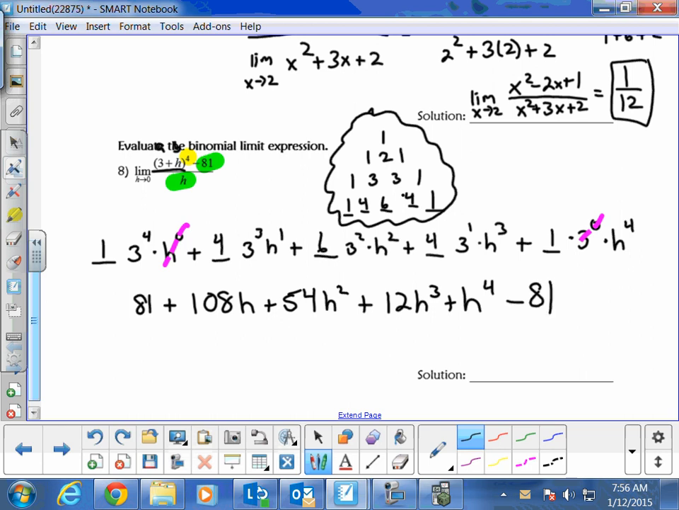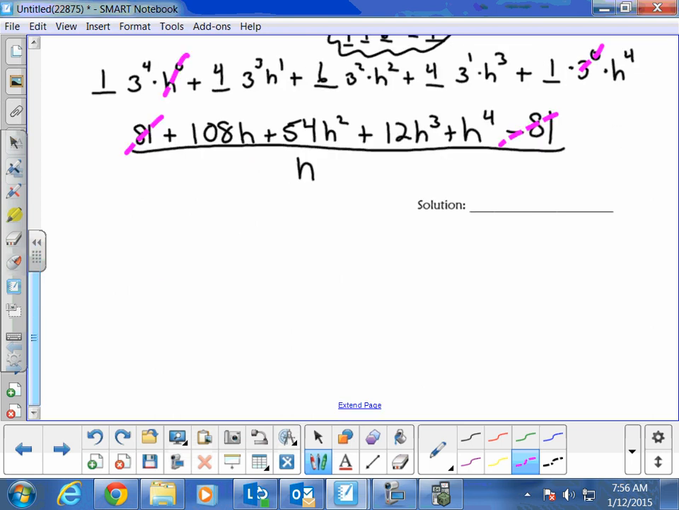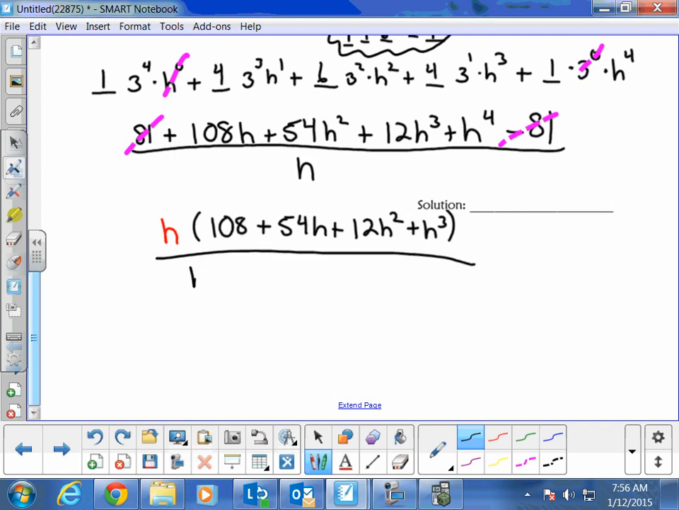Minus 81 all over h. Now some things cancel out for us. This 81 cancels out with that 81. And I'm able to factor out an h from each one of these and cancel with this h here. So let's go ahead and apply that. Let's factor out this h that I have here. So I'll be left with 108 plus 54h plus 12h squared plus h cubed, and I'm all over h.